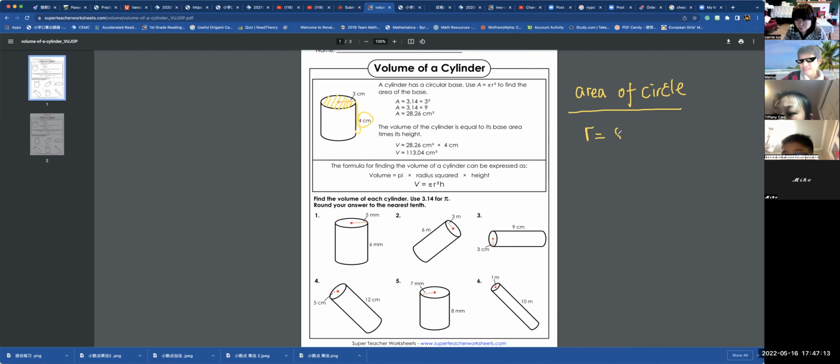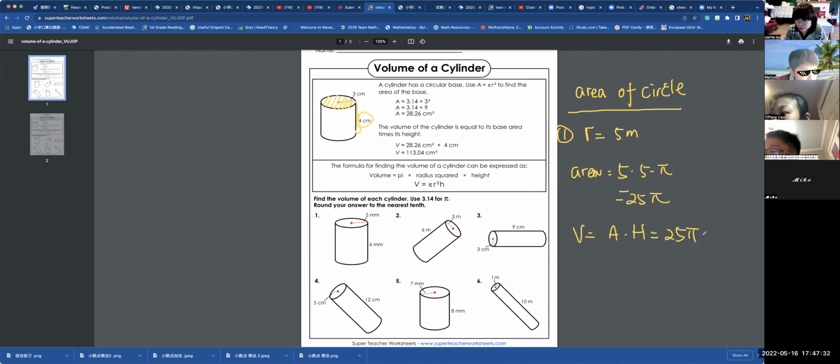Very good. The radius is more important. So for the first question, the radius is 5. So what is the area? The area is 5 times 5 times pi equals 25 pi, right? And what is the volume? The volume equals the area times height. So it equals 25 pi times 6 equals 150 pi millimeter cube.